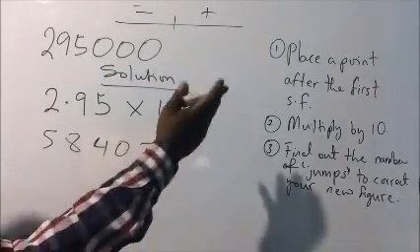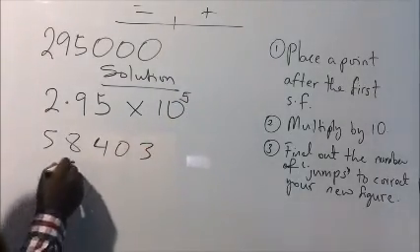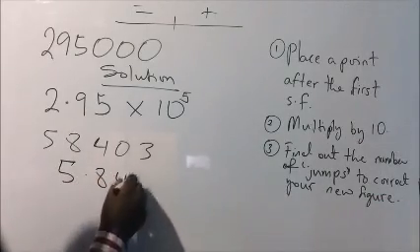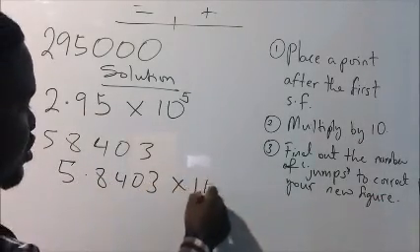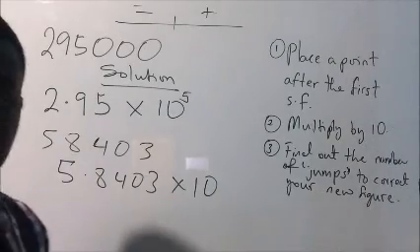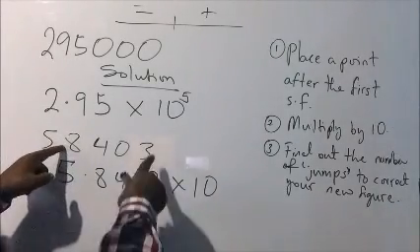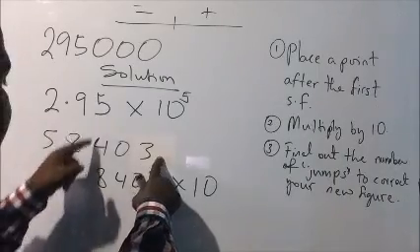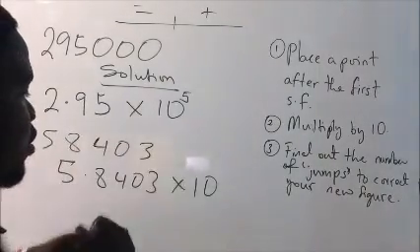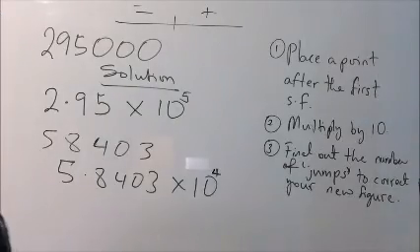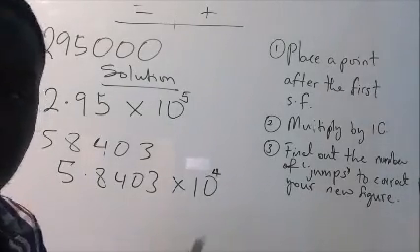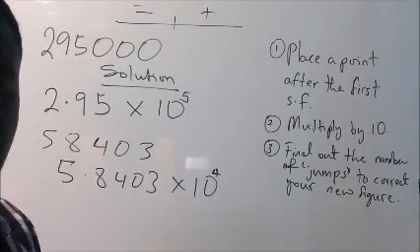So it's going to be, first, step 1 and step 2 is simple. So it's going to be 5.8403 times 10. This is step 1 and 2. Now, I've placed the point here and the actual point is here. So let me move. 1, 2, 3, 4. I write the 4 as a power for 10. That is all. I've changed this number to standard form.